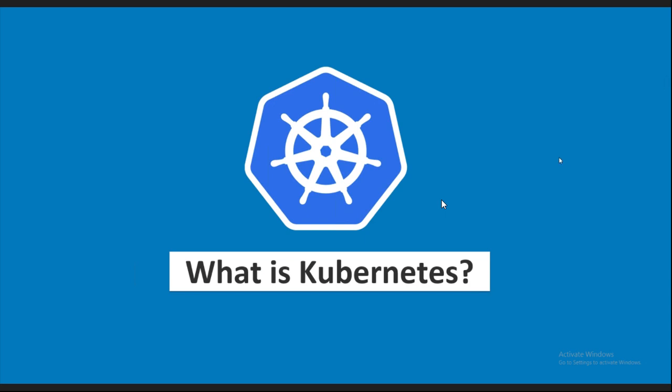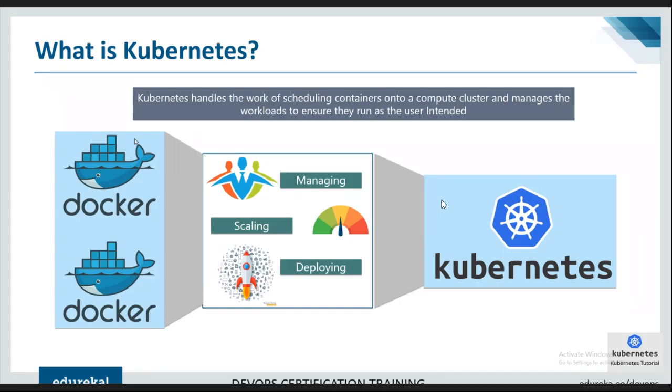For the entire Kubernetes here, Kubernetes simply handles the work of scheduling multiple containers onto a compute cluster, and can manage the entire workloads to ensure that they run as the user intended. So it can be used for management, for scaling resources up and down, and for deployment of the entire resources, using Kubernetes as the most popular orchestration tool.